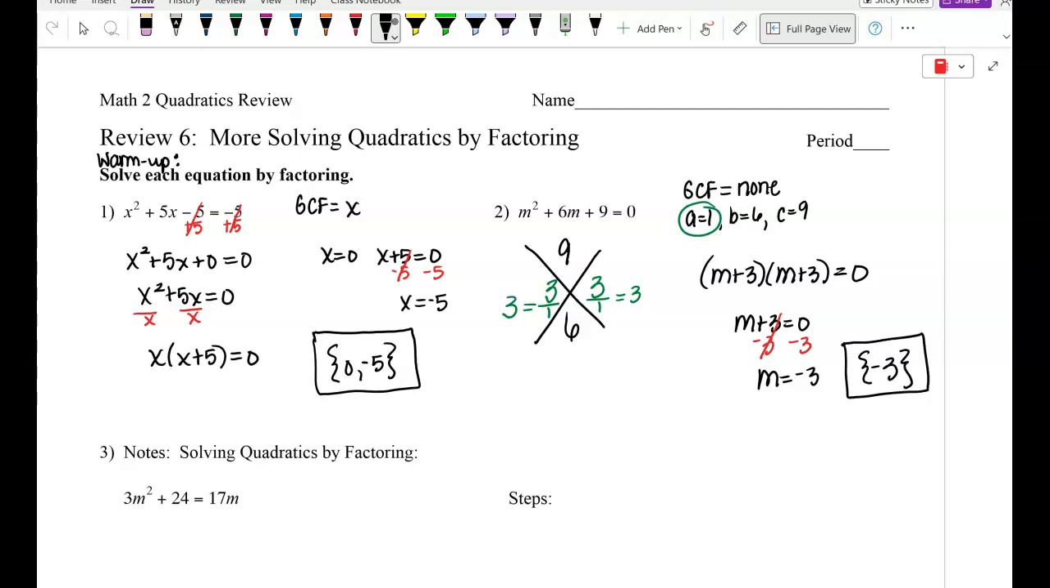What that tells me, if my solution set only has one value, it's telling me my vertex is on the x-axis. So I could tell you right now my vertex is at -3, 0. Because to have only one solution, that means the vertex is on the x-axis. When I have two, my vertex has to be above or below depending on which way it opens. But when I only have one solution, my vertex is on the x-axis.